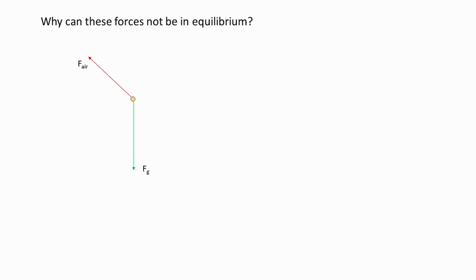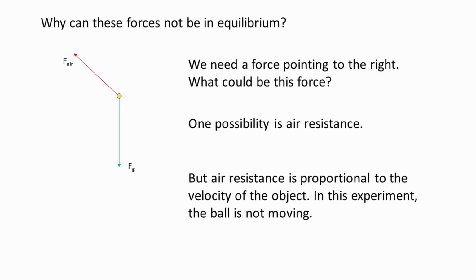Why can't these forces be in equilibrium? As we can see in this diagram, the force of gravity only has a vertical component, but the force of the air has both vertical and horizontal components. We have a horizontal component pointing to the left, which means we need a force with a component in the right direction to keep this ball in equilibrium. What could this force be?